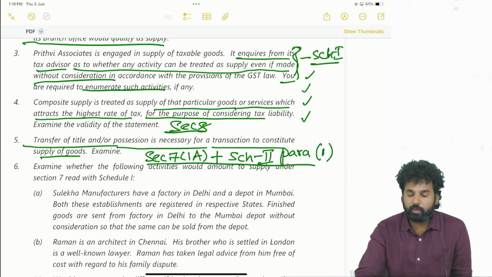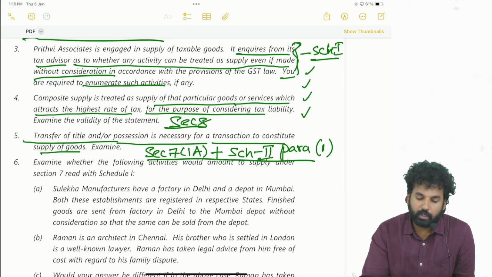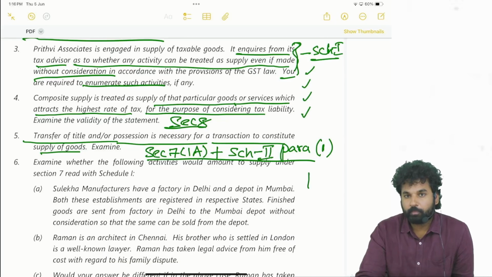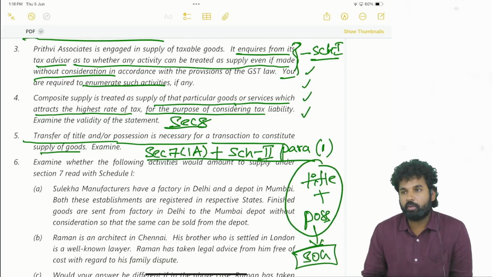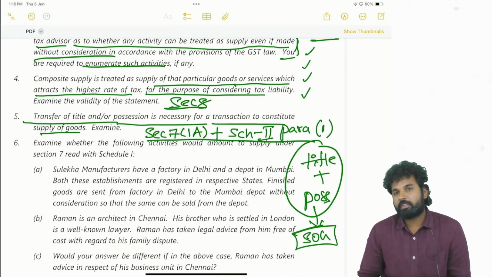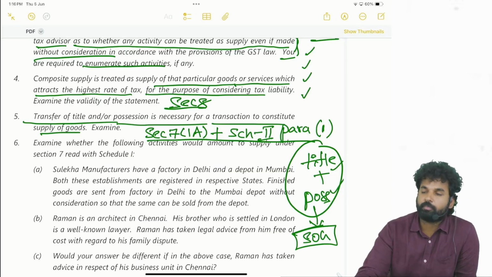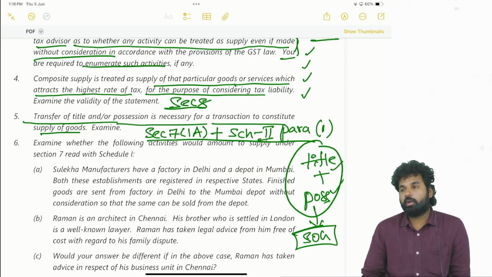Transfer of title and/or possession is necessary for a transaction to constitute supply of goods. See what we told there. Transfer of title is also necessary, possession is also necessary. Then only it will be a supply of goods. This we have studied now. Only in hire purchase transactions, transfer of title will be later, upon payment of the last installment. So title and possession both are necessary for a transaction to call it a supply of goods, as per section 7(1)(a), read with Schedule 2, Para 1.